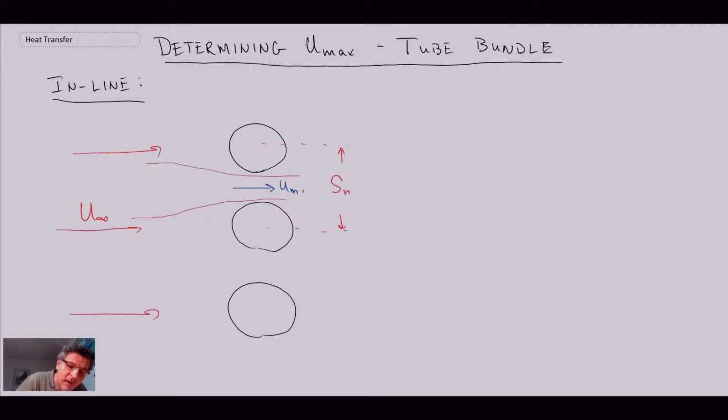So this is where we have the lowest area, and consequently that is where we will have the maximum velocity. So what we want to be able to do is evaluate the velocity at that plane, basically the point between the 2 cylinders. And so the way that we're going to go about evaluating Umax for the inline configuration is we're going to rely on fluid mechanics and the continuity equation.